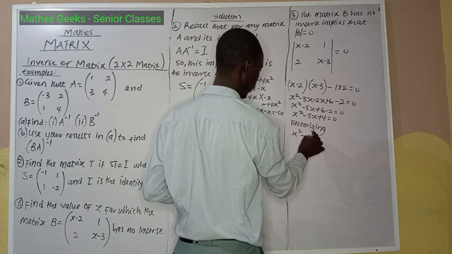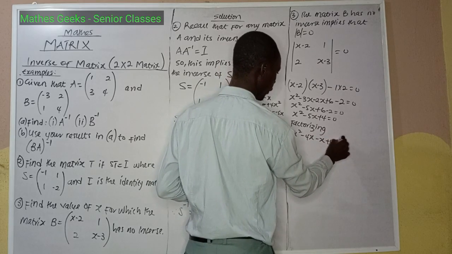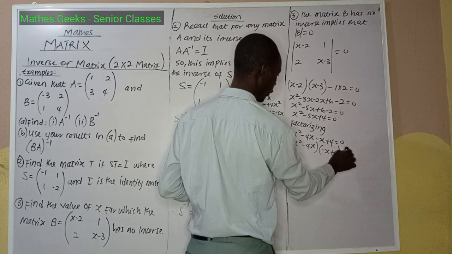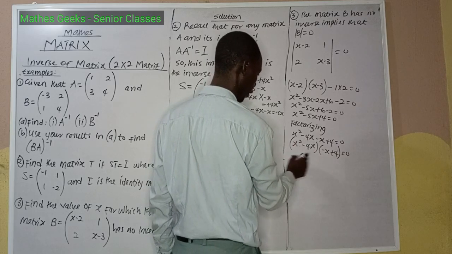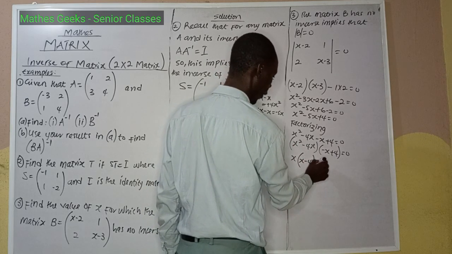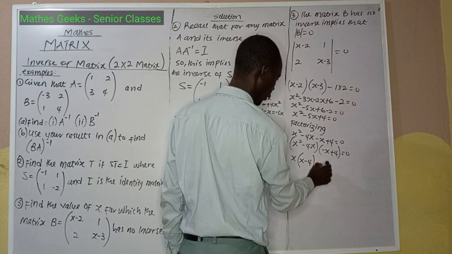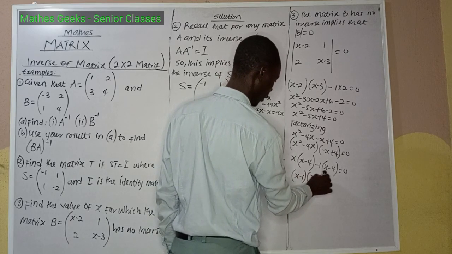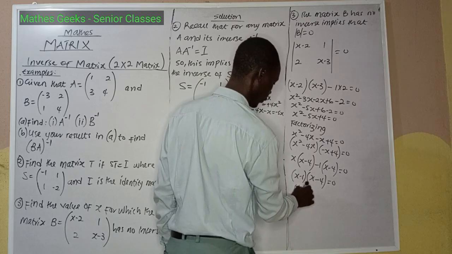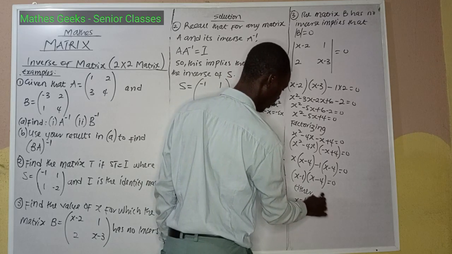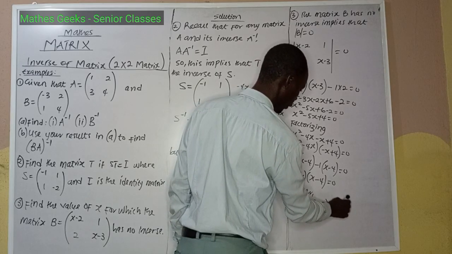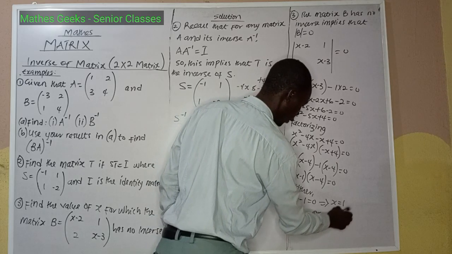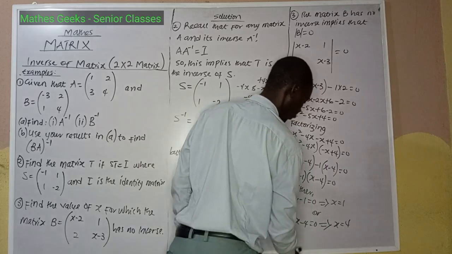x squared minus 4x minus x plus 4 is equal to 0. So x squared minus 4x, and minus x plus 4 is equal to 0. x is common, so we factor it out, giving us x minus 4, and minus 1 times x minus 4. This gives us x minus 1 and x minus 4 equals 0. So either x minus 1 is equal to 0, which implies that x equals 1, or x minus 4 is equal to 0, which also implies that x is equal to 4.